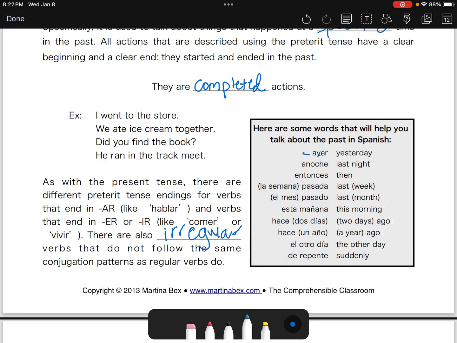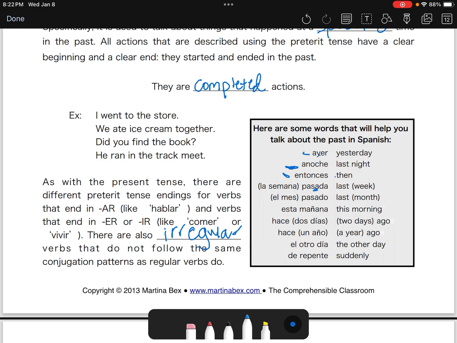So these words will help you figure out whether you're going to be using preterite or imperfect, because the next endings to learn are imperfect, which is also past tense, but a little bit different. Those are continual past actions. Anoche, last night. It's good to get familiar with these. Entonces, then. La semana pasada, last week.